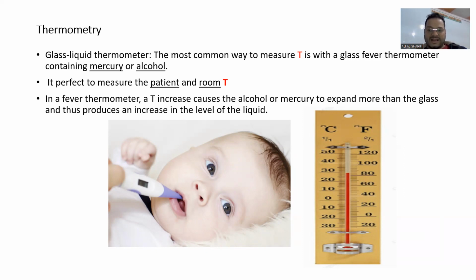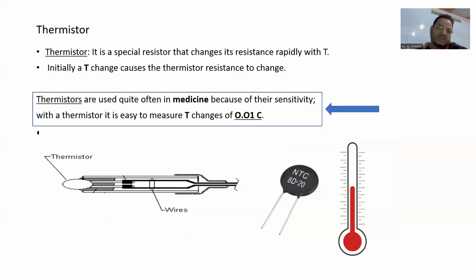By that, the glass will not change, will not have a delta L, but we will note some change in L, in delta L, in this liquid, alcohol or mercury. We will use it to determine the patient's temperature or the room temperature. Here, the thermistor has more sensitivity. We can measure a very small amount of temperature change.